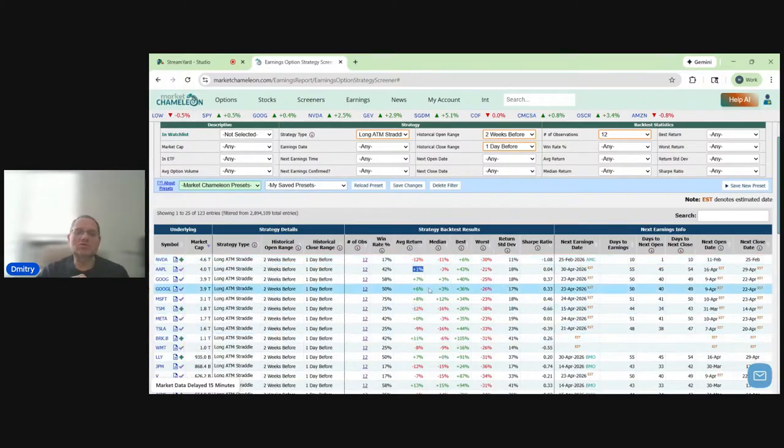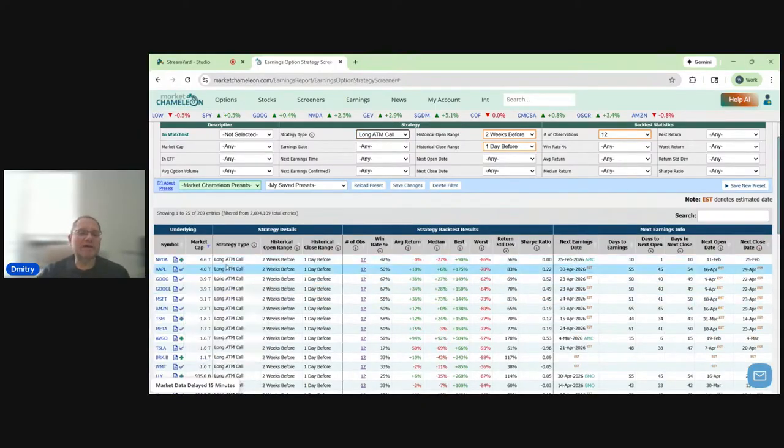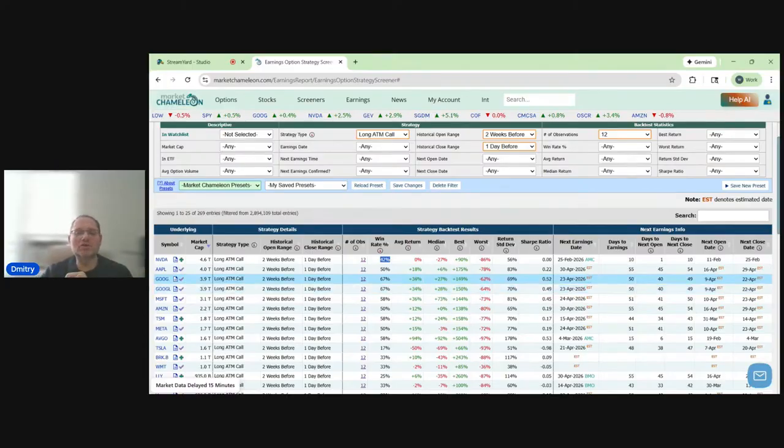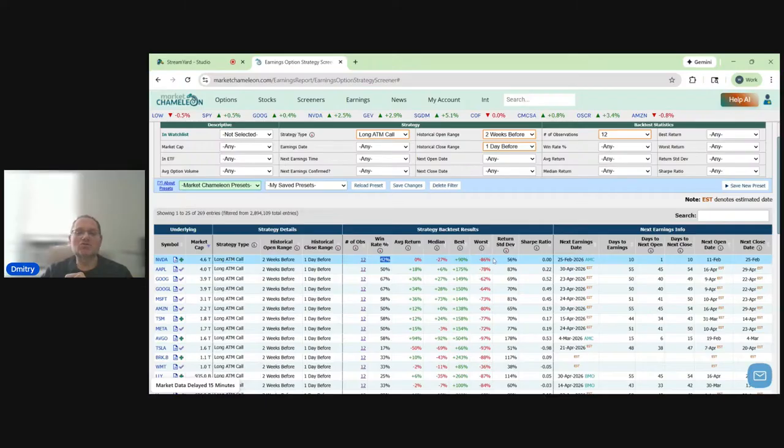So we see what the straddle did. Let's now look at the at the money call. So now this brought us back at the money calls. So here we see NVIDIA 42% of the time was that at the money call was profitable. The rest of it was unprofitable, but it broke even on average with the worst return of 86%, best 90%. Apple 50-50 with an average return of 18%.